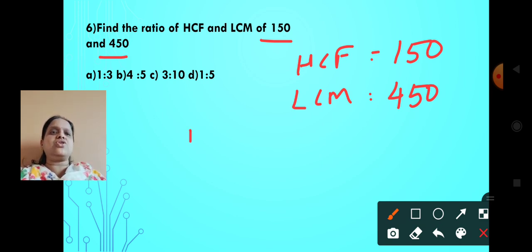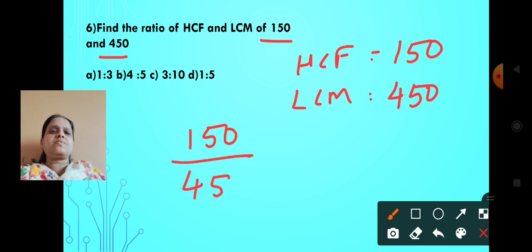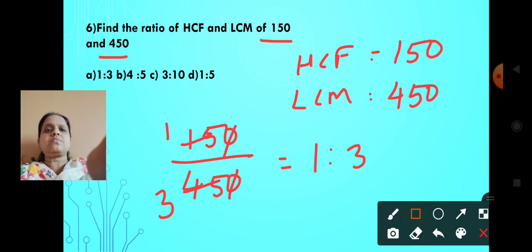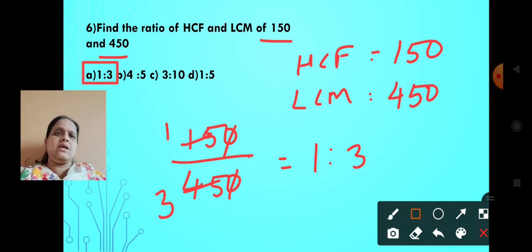Let us find the ratio. 150 divided by 450. 0 and 0 will get cancelled. 15 ones are 15, 15 threes are 45. So as a ratio you will get the answer as 1/3. So option is A. So these are a few sums related to real numbers.